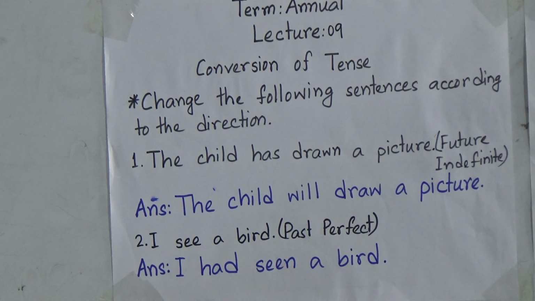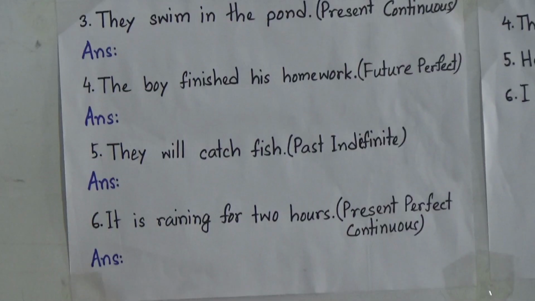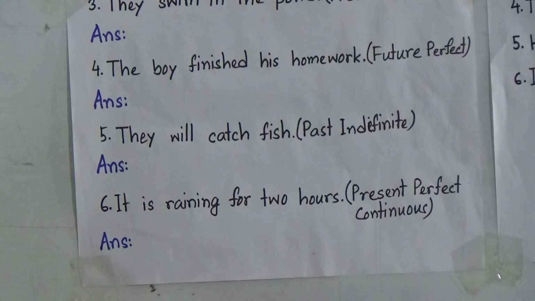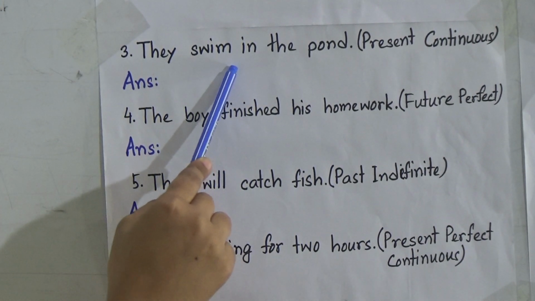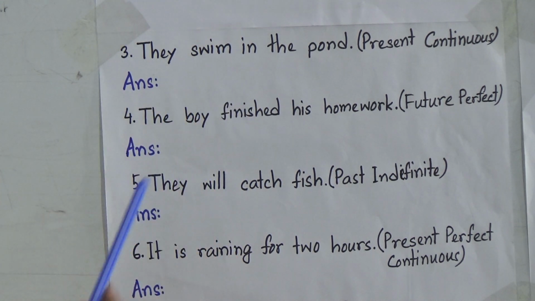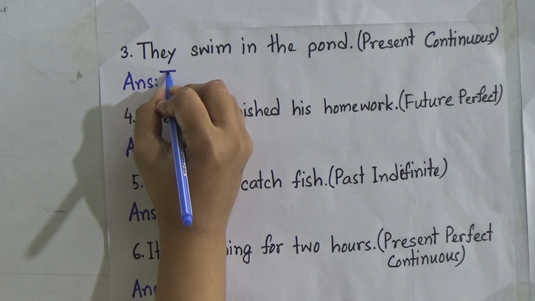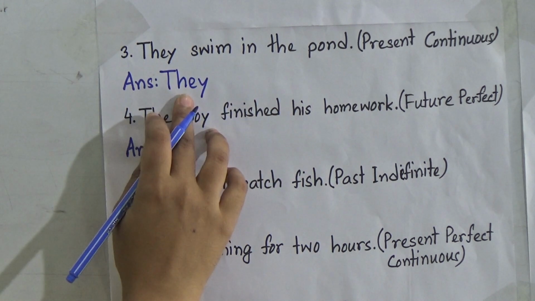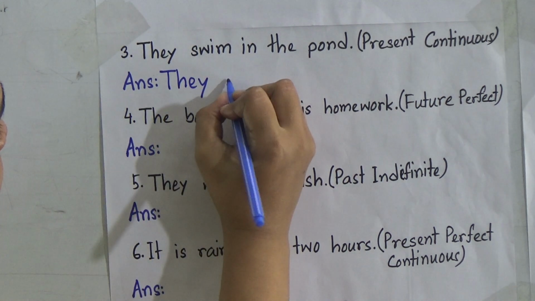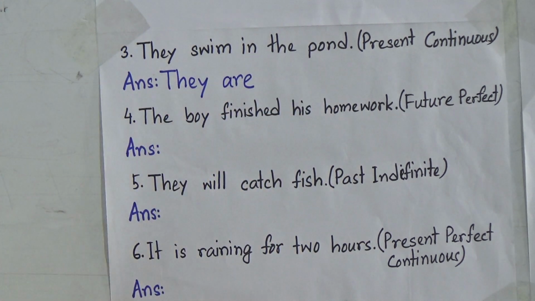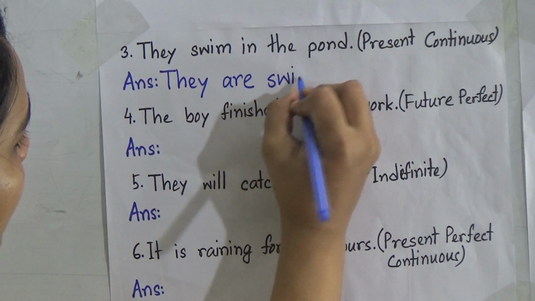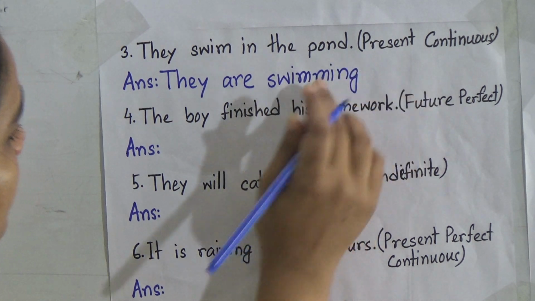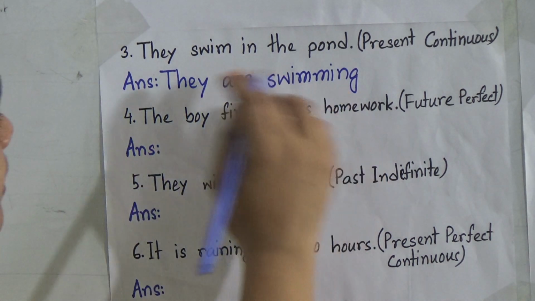Now number 3. They swim in the pond. We will change it to the present continuous tense. The sentence is in the present indefinite tense, and we know that to change it to the continuous tense we need to add am, is or are according to the subject. Our subject is they, and they is plural. So what will you use here? Yes, we will write are. They are. Now we will add ing with the verb: swimming, S W I double M I N G. There will be double M. They are swimming, and now the rest of the sentence, in the pond.